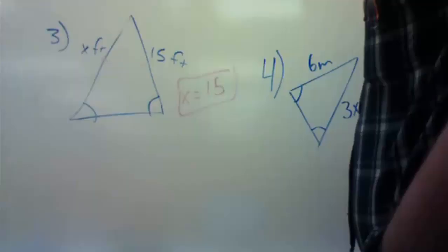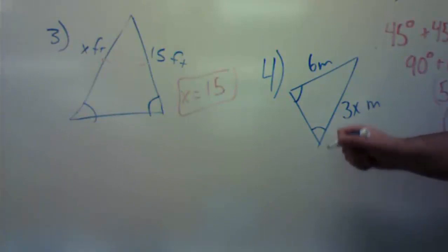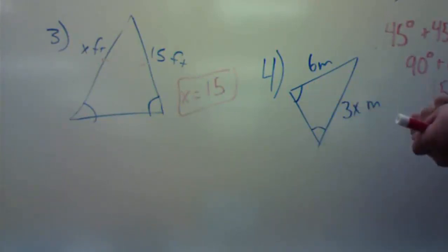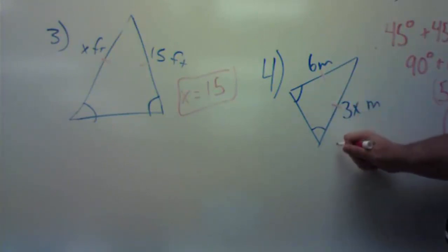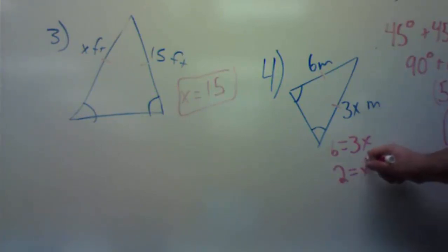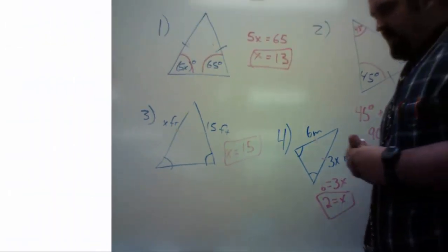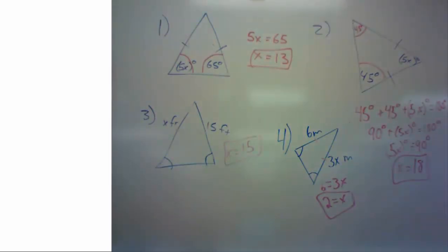And the last one, if I look at the picture, it looks like this, 6 meters and 3x meters. Well, again, these two angles are congruent, so that means these two sides across from them are congruent. So 6 equals 3x. Divide both sides by 3, I get 2 equals x. And that's all there is to this part, really. It's using the base angle theorem and then setting it up.